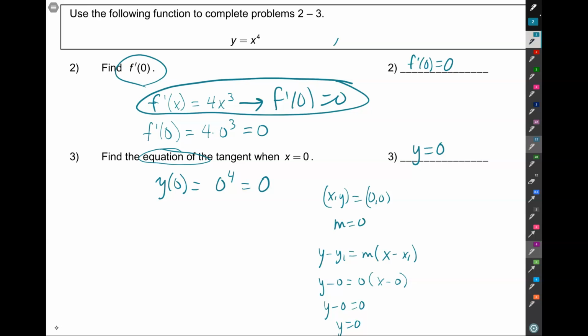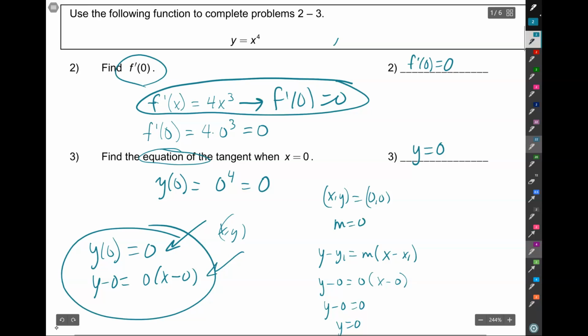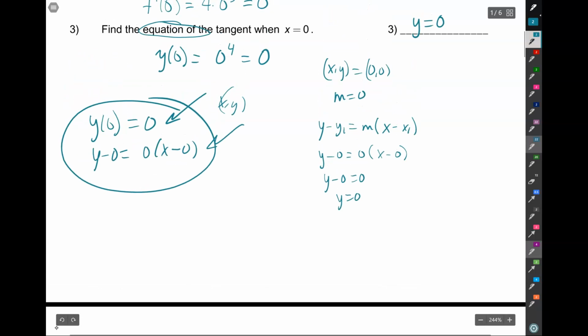For number 3, all you have to show is y of 0 equals 0, y minus 0 equals 0 times x minus 0. This is what I want to see for number 3: finding the xy coordinate using point slope form. All right, if you're done, try the next one, number 4.